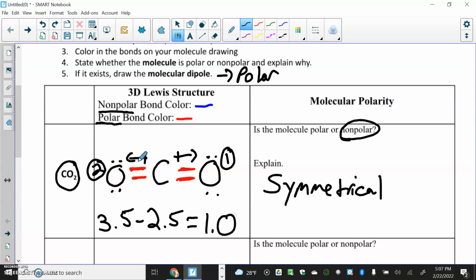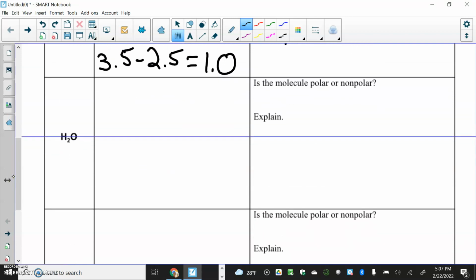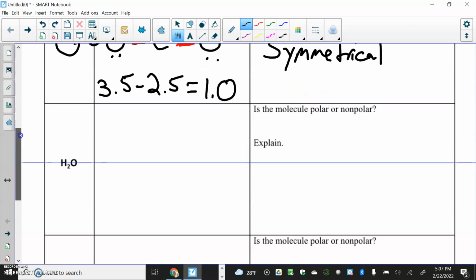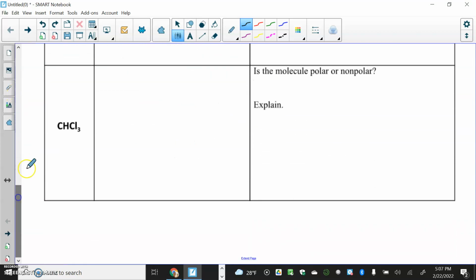Okay? So for the other two, I would like you to do the exact same thing. If there's a 3D Lewis structure, go ahead and draw it. And then calculate the bond differences. Tell me if it's polar or nonpolar and explain why. And if it ends up being polar, include the dipoles in there somewhere. So there we have water, and then down here we've got carbon with a hydrogen and 3 chlorines.